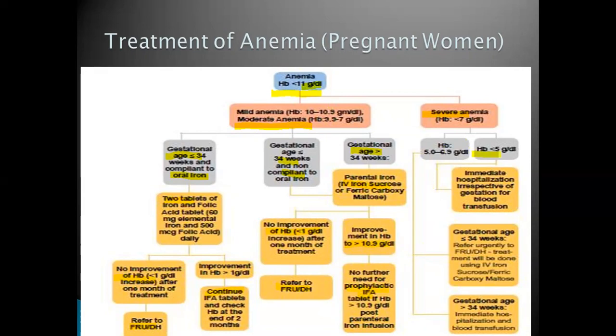Moving on to the second wing, that is the severe anemia. If hemoglobin is less than 5, then there is not much of an option. You go for a frank whole blood transfusion. If hemoglobin is 5 to 6.9 and gestational age is less than 34, you can refer to a higher center for intravenous, that is parenteral, iron preparation. But again, if gestational age is more than 34, we don't have much time left, then we go for immediate hospitalization and blood transfusion.